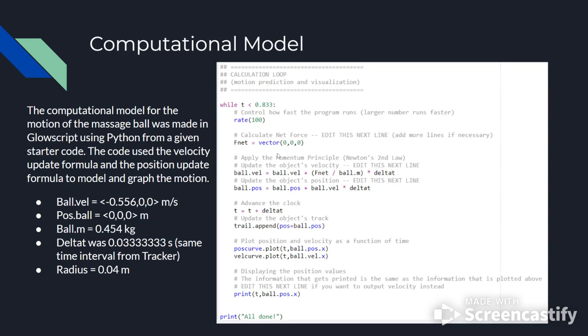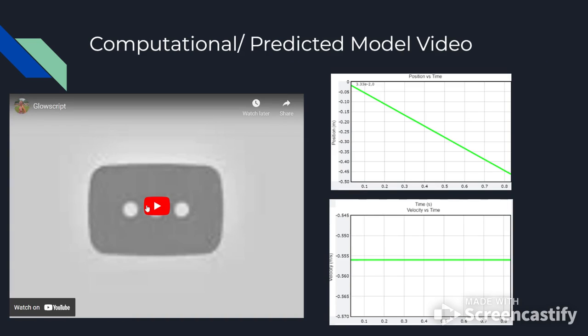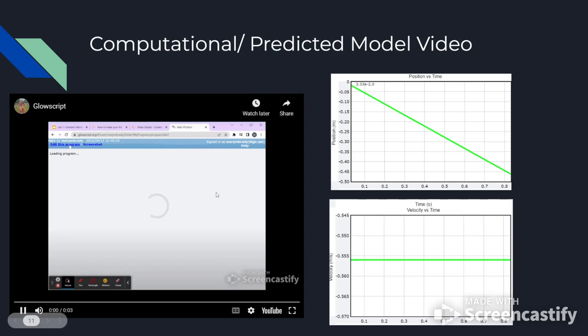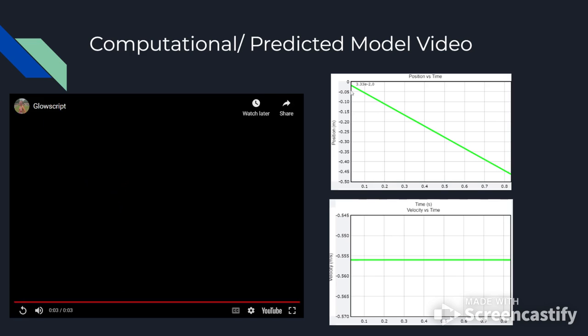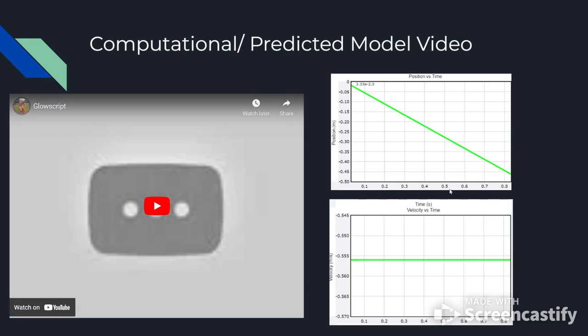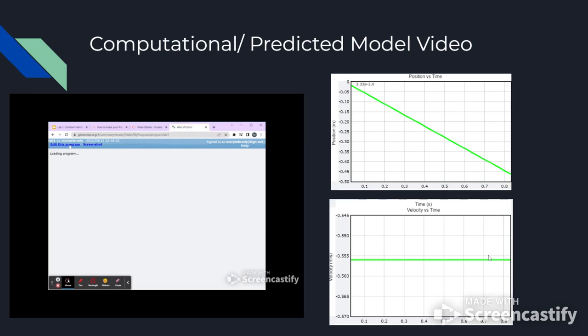Here's my computational model. We used the velocity update formula right here and the position update formula right here to model our predicted motion of the ball. Delta t is 0.033 seconds. And then you can kind of see the predicted model for the ball. The position versus time graph is linear, so that kind of shows that the velocity is constant. And again, you can see with this horizontal line, it is at constant velocity.